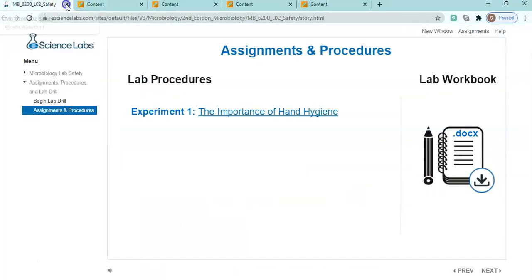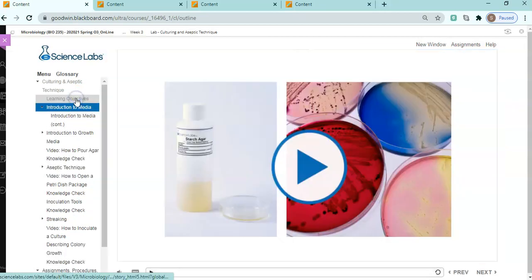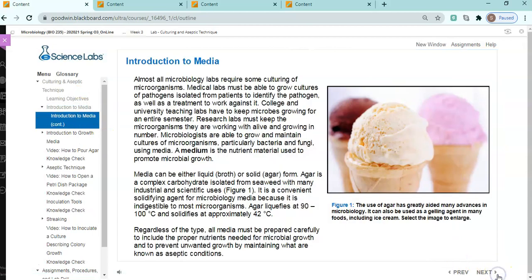From there, we went into lab 3, which dealt with culturing and aseptic technique. This particular lab walked through what media is and what media it can be used for, including the different forms of media, liquids, solids, and semi-solids, as well as the specific conditions to prepare agar. So it being liquefied at 100 degrees and solidifying at 42 degrees Celsius.